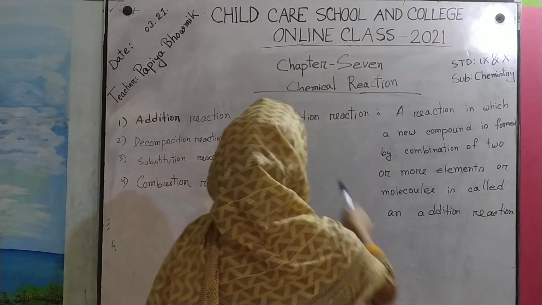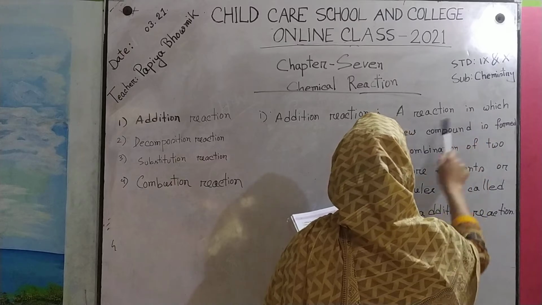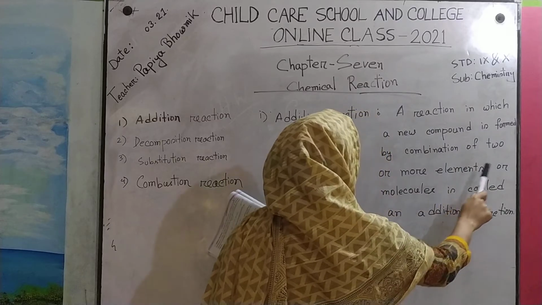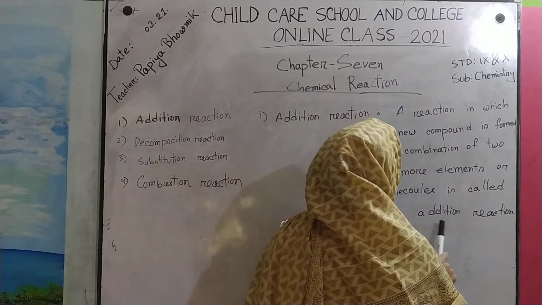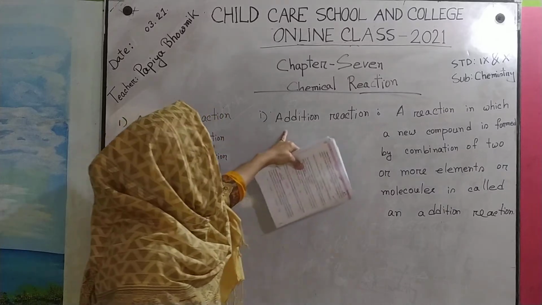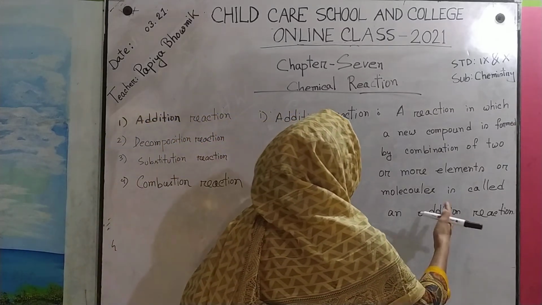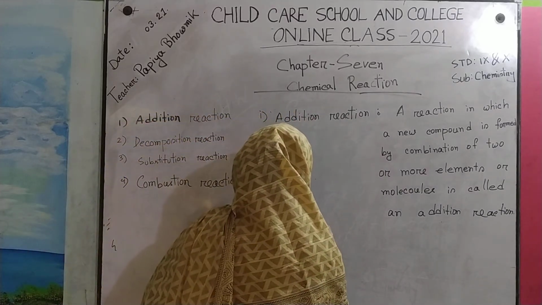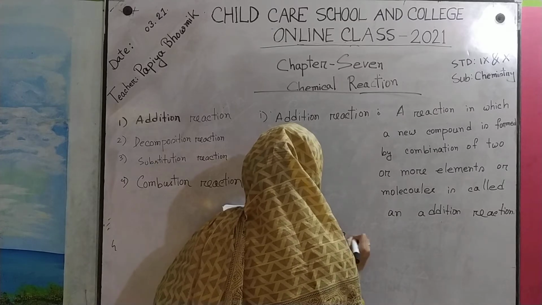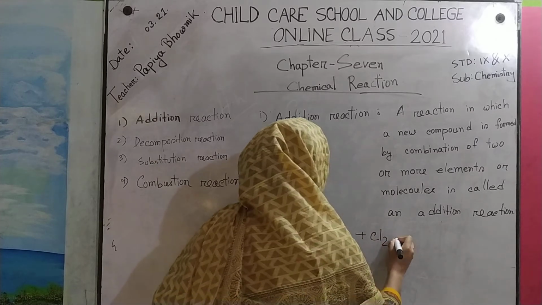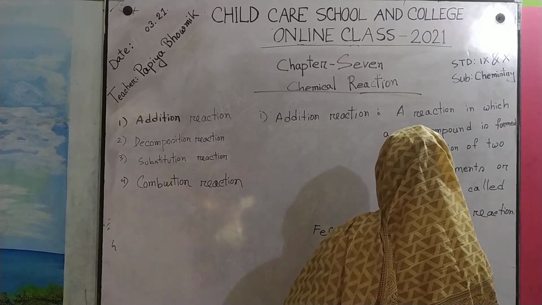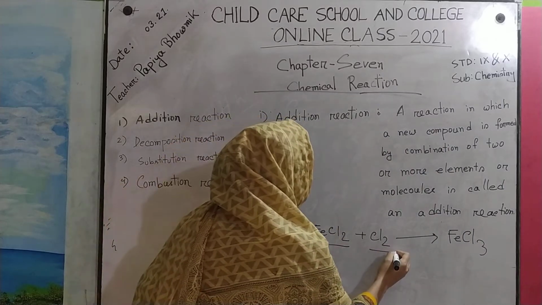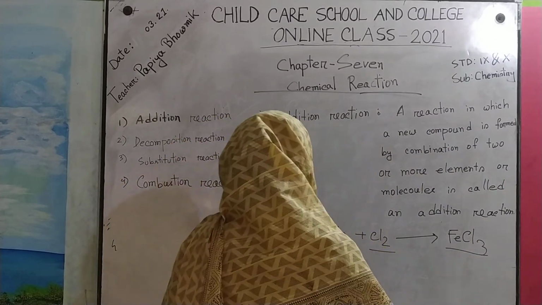Here you can see addition reactions: a reaction in which a new compound is formed by the combination of two or more elements or molecules is called an addition reaction. Addition reaction means some elements are added. In the example you can see here, ferrous chloride is added to chlorine and we get ferric chloride.